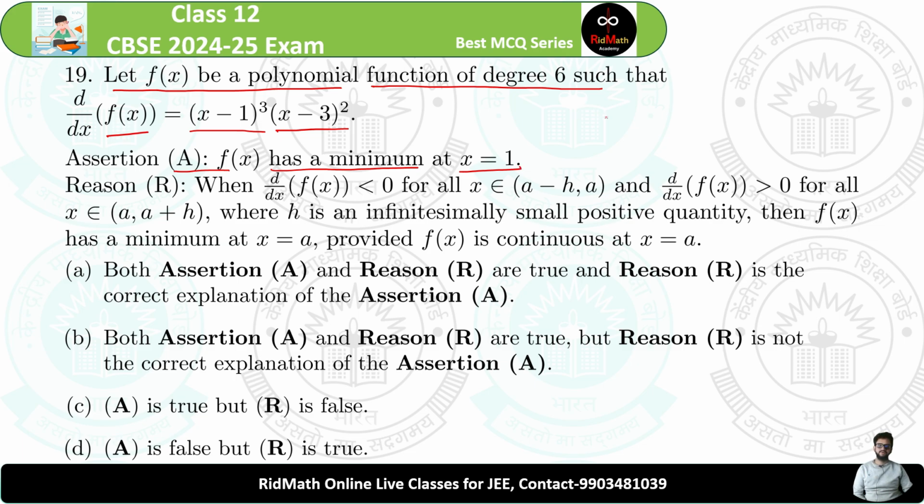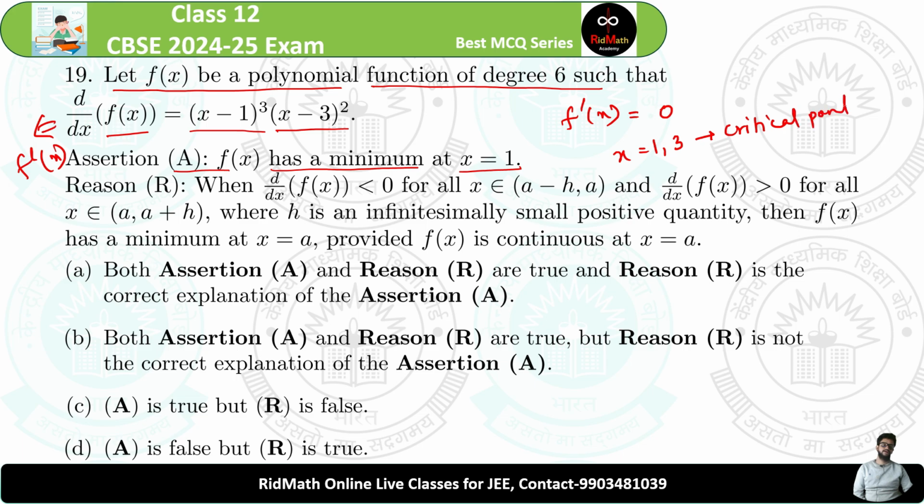Let us check. Okay, so equating f dash x, this is f dash x, and f dash x is equal to 0. Equating this, we are getting 1 and 3. So the critical points are these.